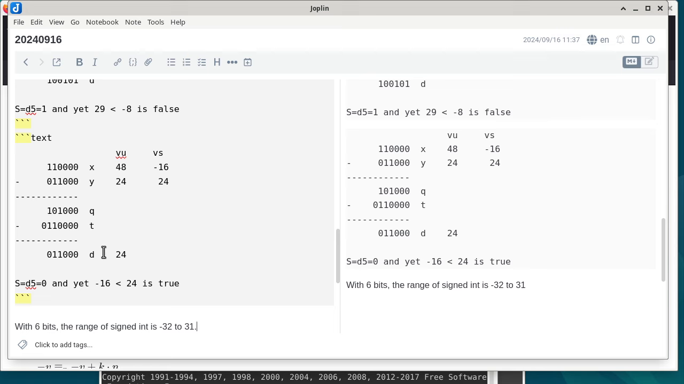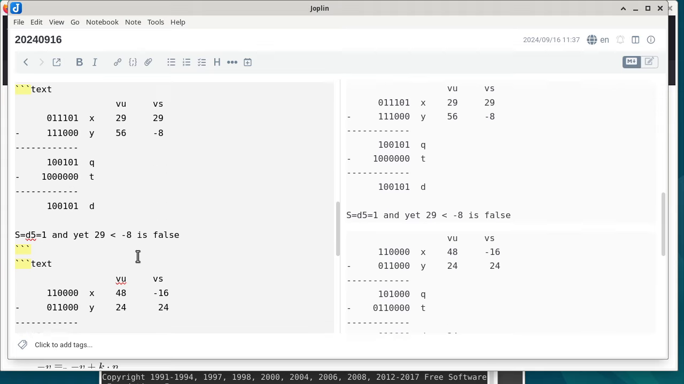Yep, that's right. So with only 6 bits as the width of the integer, I can really only represent negative 32 all the way up to 31. But when we look at negative 16 minus 24, it is negative 40. Negative 40 is out of range, and that's what we call an overflow. Because of the overflow, the sign of the difference is wrong.